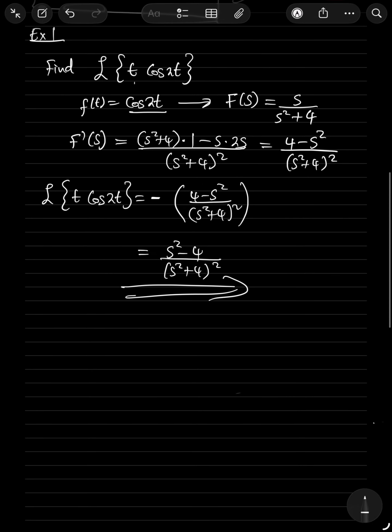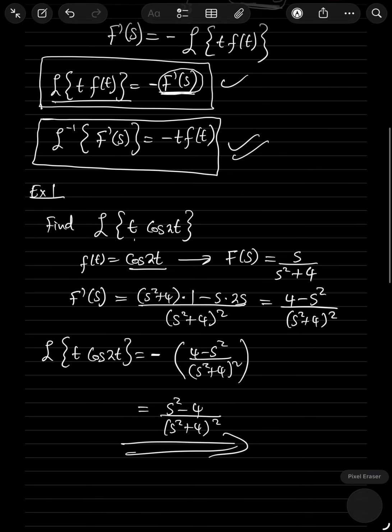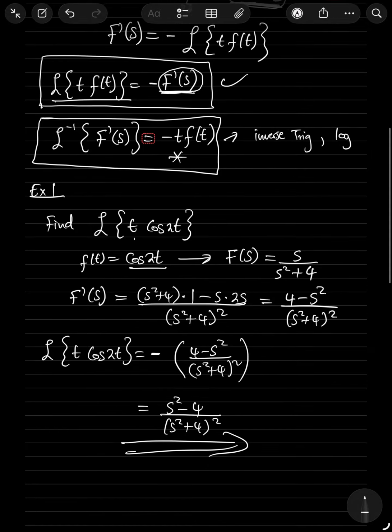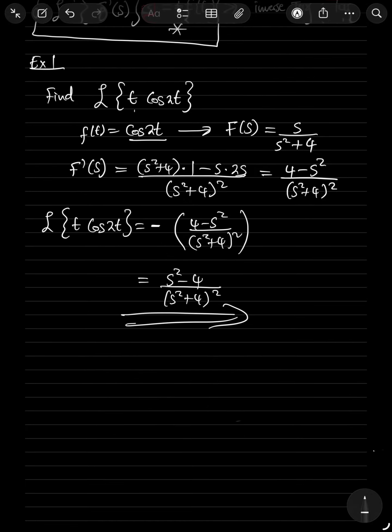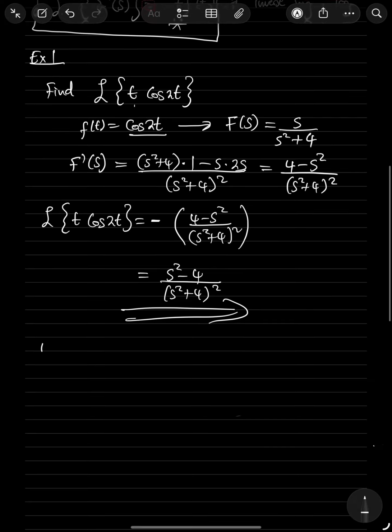second equation. So the second equation always works when you are given an inverse trig function, or a logarithmic function. You have to use this one. Let me make an example. So let's say now we are finding the inverse.